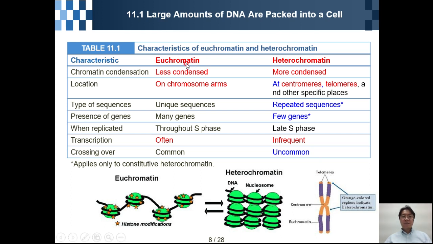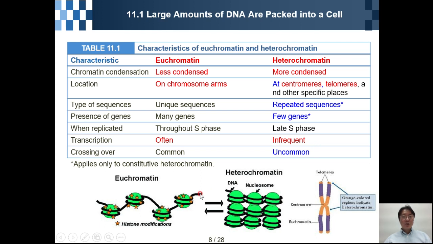The main characteristic of euchromatin is that it is less condensed, but heterochromatin is more condensed like this. So in this case, the big difference between euchromatin and heterochromatin is transcription. In the euchromatin region, transcription can happen actively, but in the heterochromatin region, transcription happens infrequently.